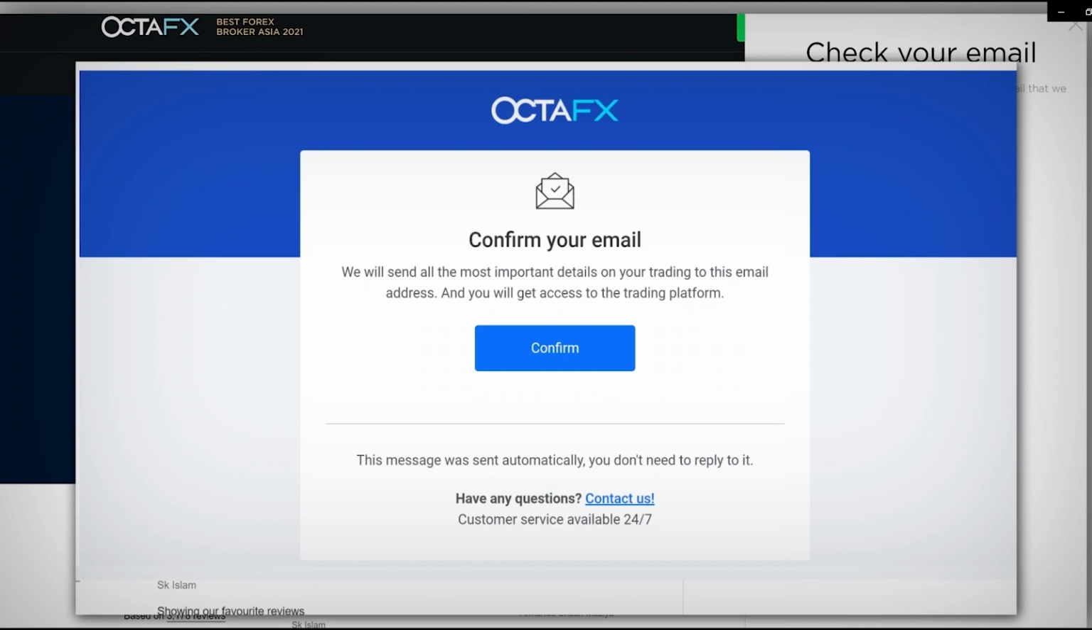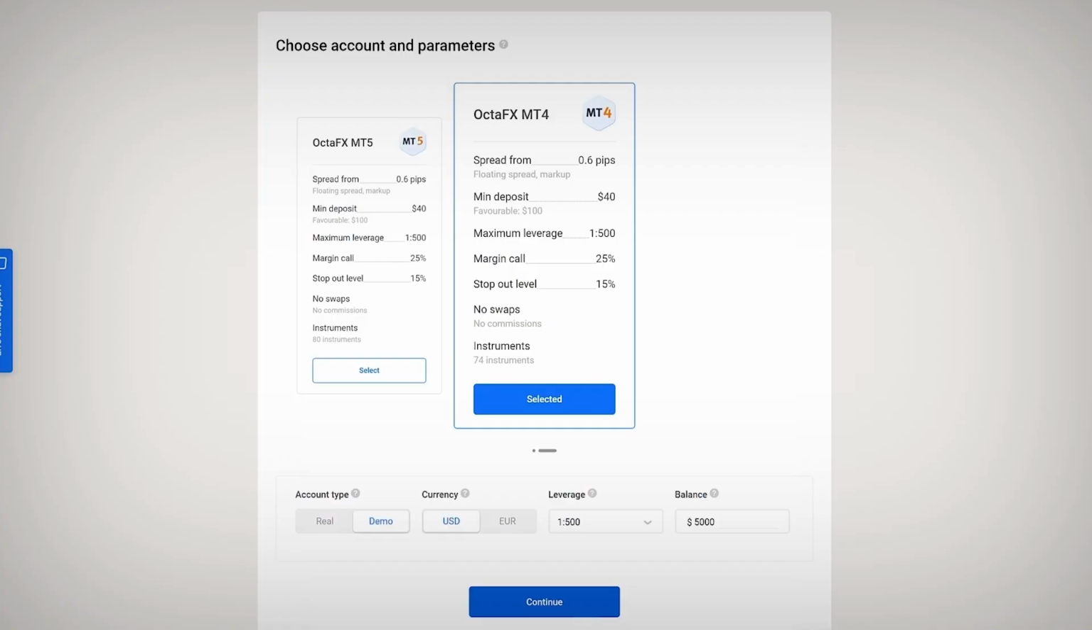Now, check your email for your account activation link. You can create an MT4 or MT5 account. You can create a demo MT4 account because we don't need this for the copy trading option. Then verify your profile using your ID card or your driver's license.